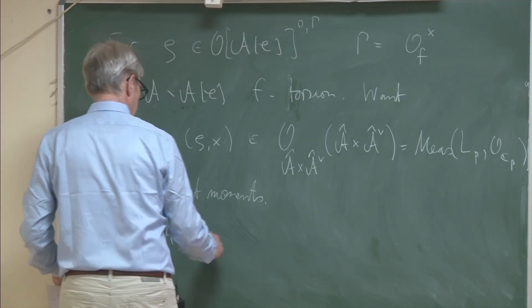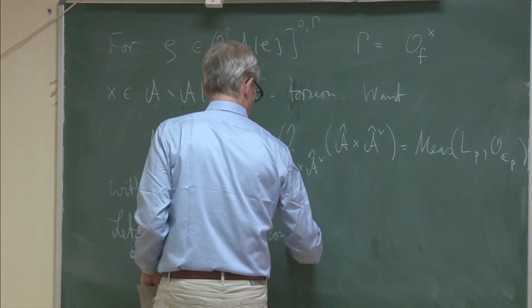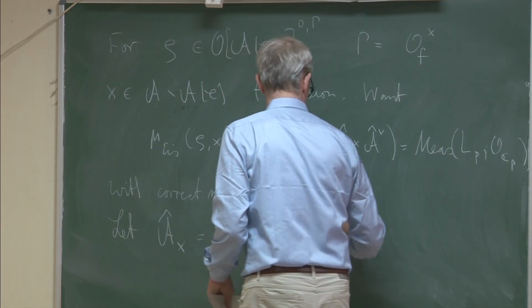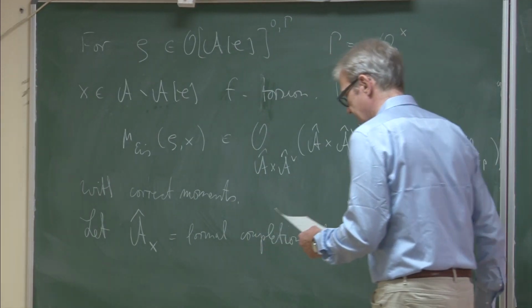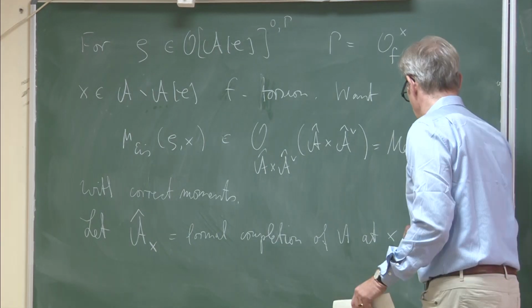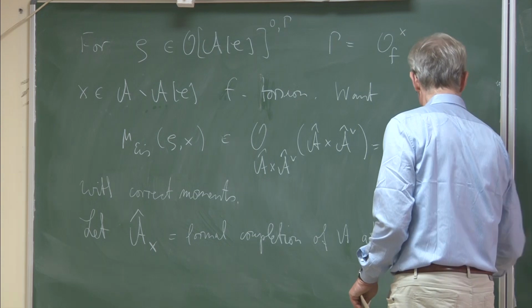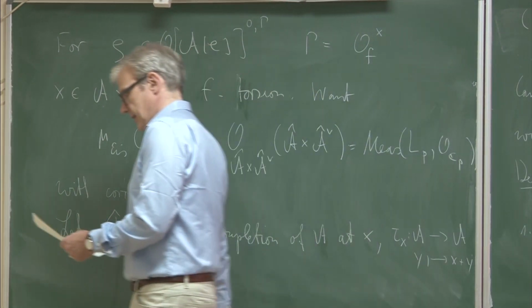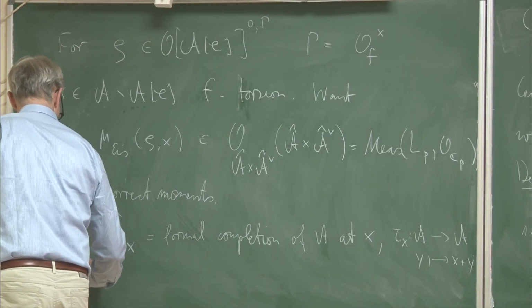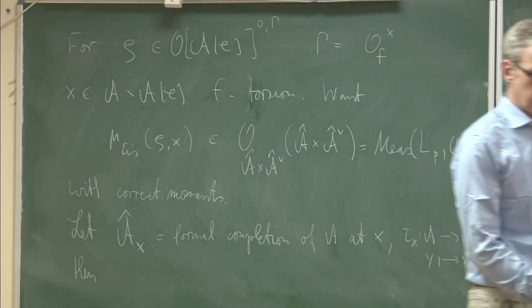So this here is the formal completion of A at this section X, and we let tau of X be the translation action, so Y goes to X plus Y, and then we have the following diagram.